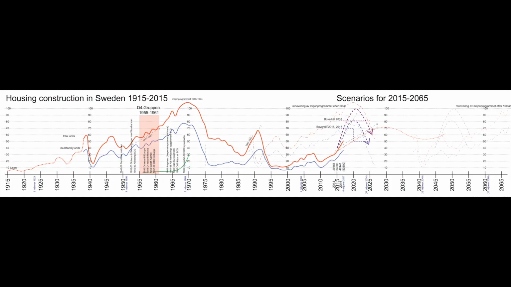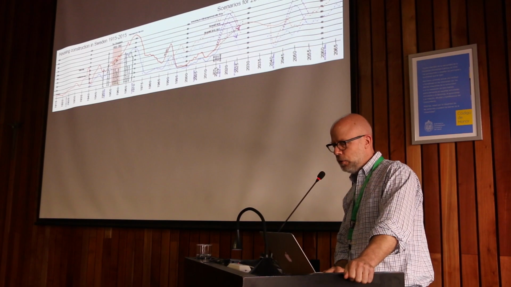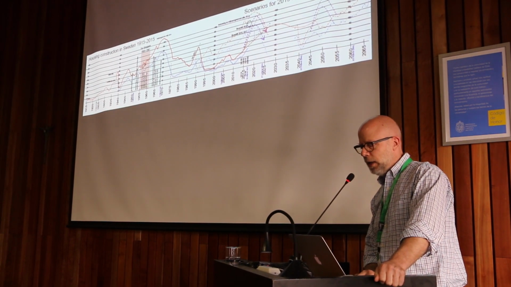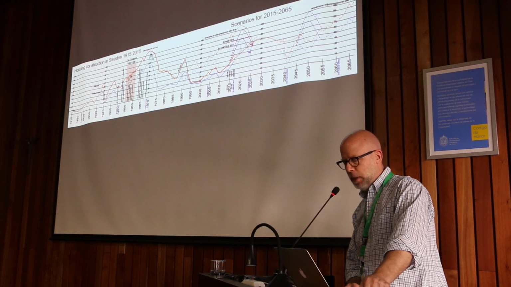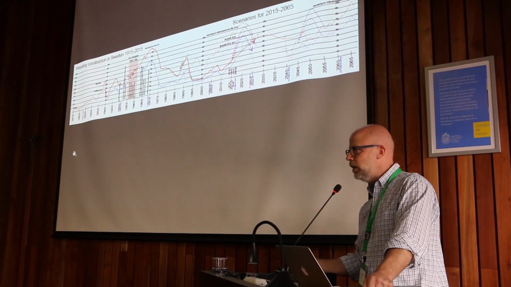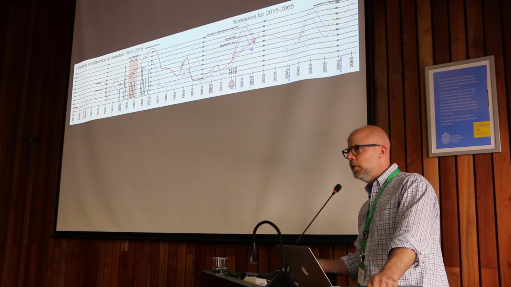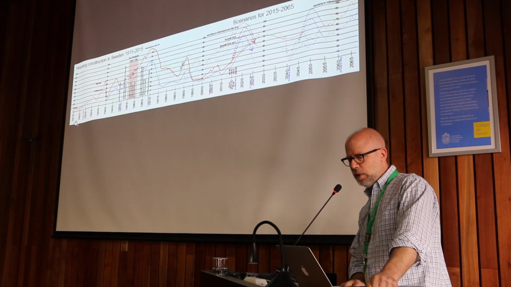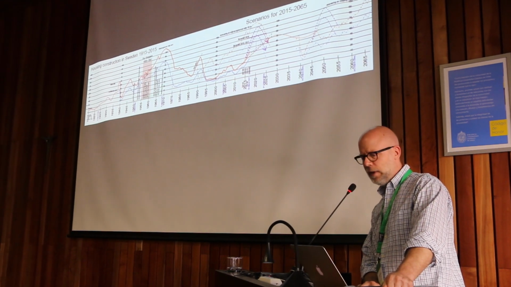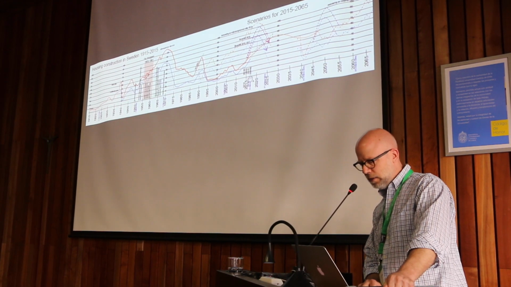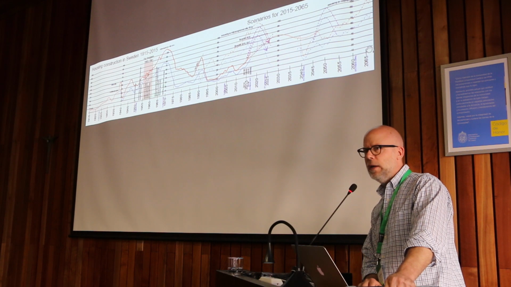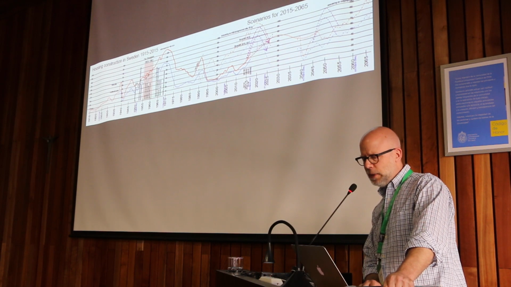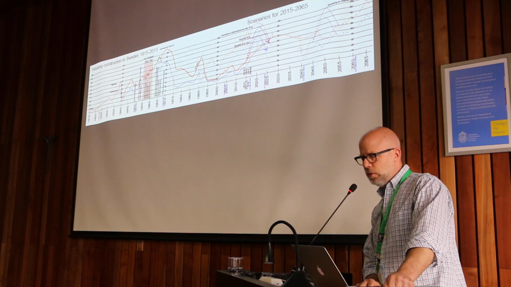So I will start with this curve, and today I will speak about these two bumps. And I will begin with this bump. This is a 150-year perspective in housing in Sweden, starting with 1915 on the left-hand side. And we are currently somewhere here, and then stretching all the way to 2065. And in this perspective, I would like to talk about this increase of the curve.